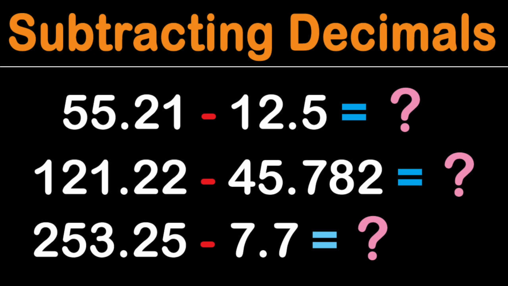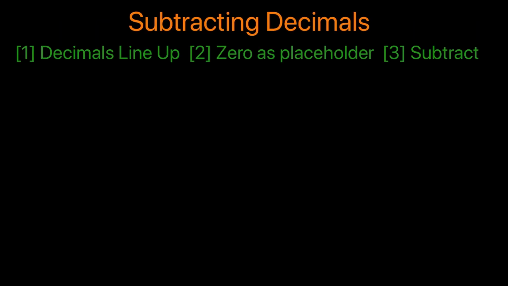In this video, I'll be going over how to subtract decimals. The 3 steps to subtracting decimals include lining up the decimal, place 0 as a placeholder, then complete the subtraction process. Here is an example.